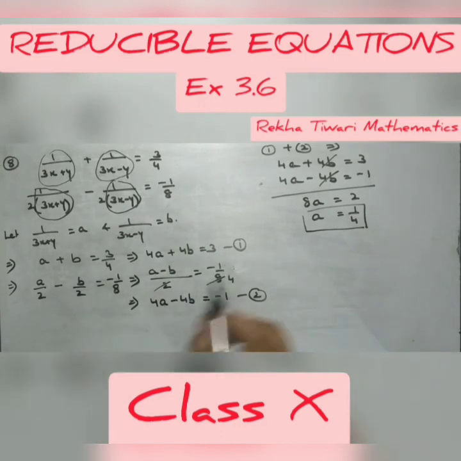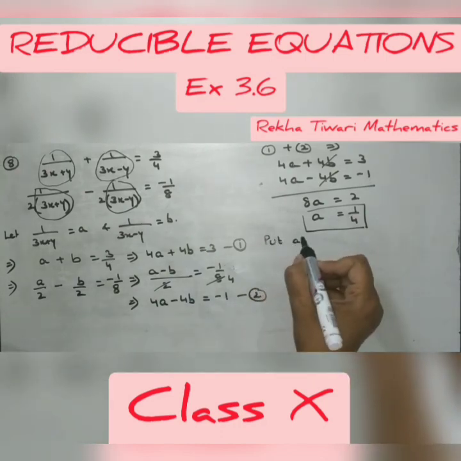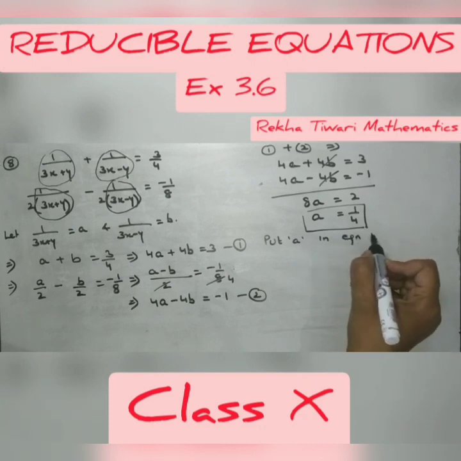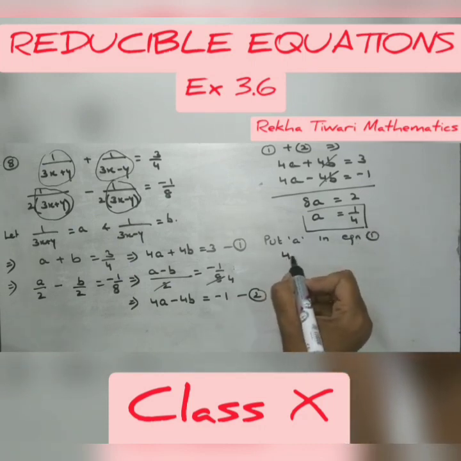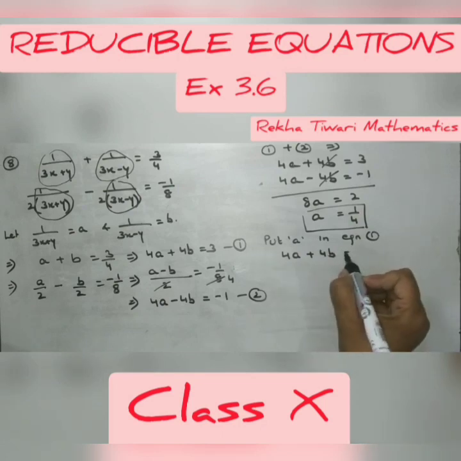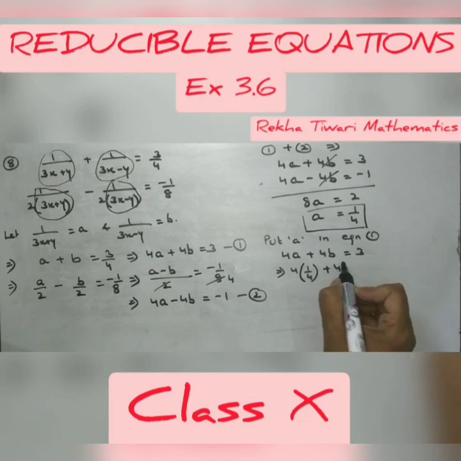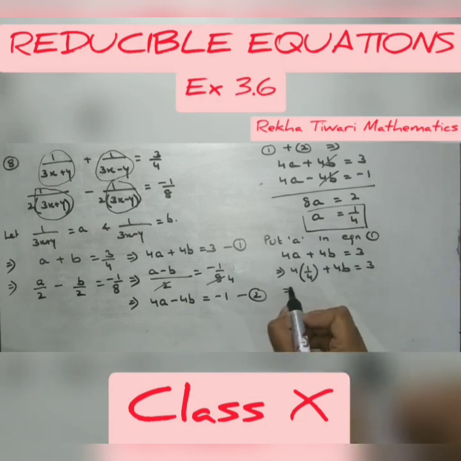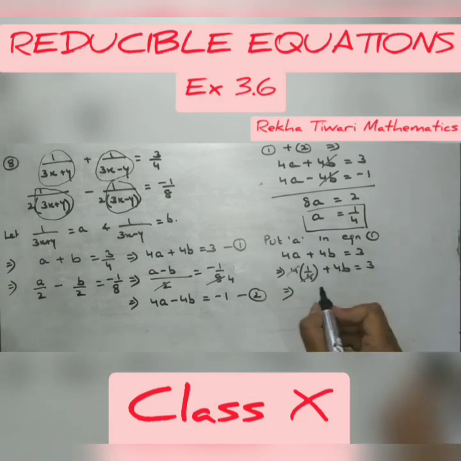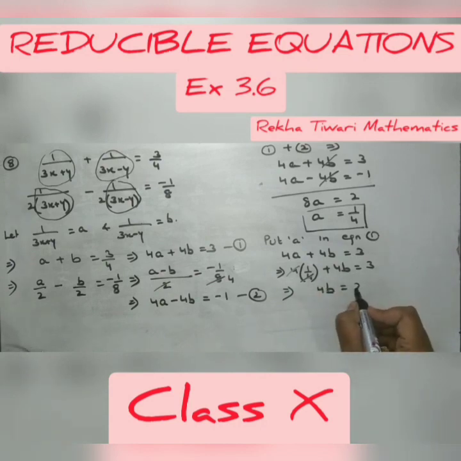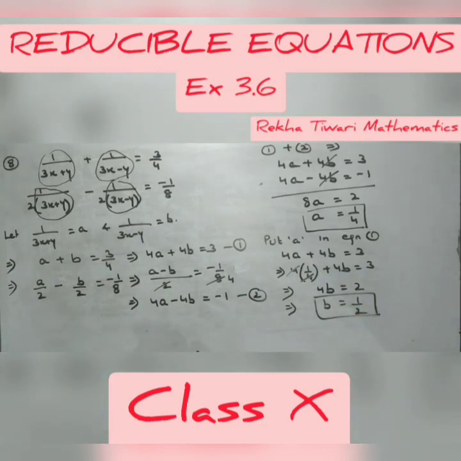Put the value of a in either of the equations. So put a in equation number 1, which is 4a plus 4b equal to 3. This implies 4 into 1 by 4 plus 4b equal to 3. This implies 4 cancels. Shift 1 that side. 4b equal to 3 minus 1 is 2. b is 1 by 2. So these are the values of a and b. But I have to find out x and y. So resubstitute.